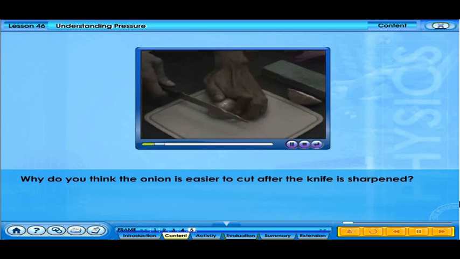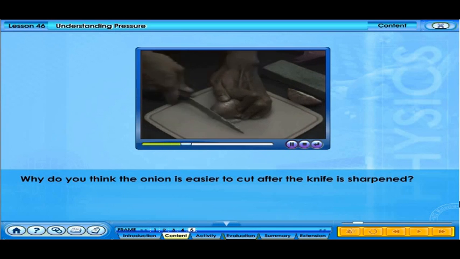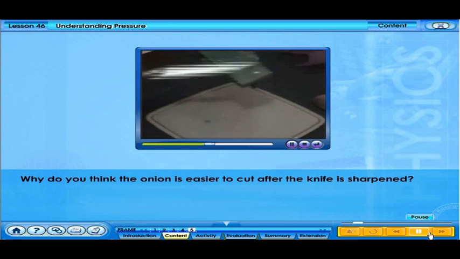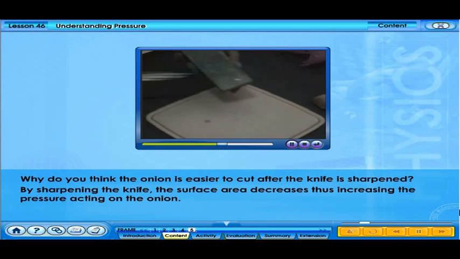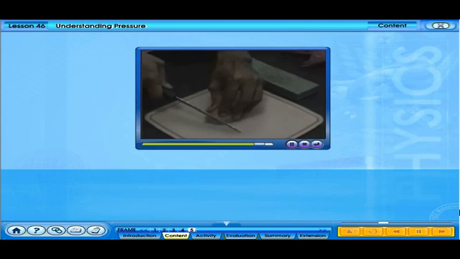Why do you think the onion is easier to cut after the knife is sharpened? By sharpening the knife, the surface area decreases, thus increasing the pressure acting on the onion.